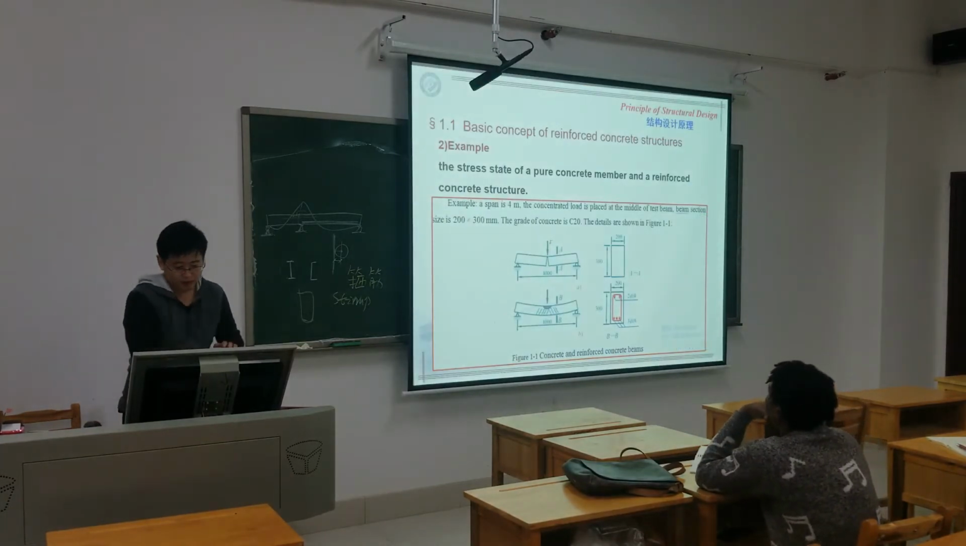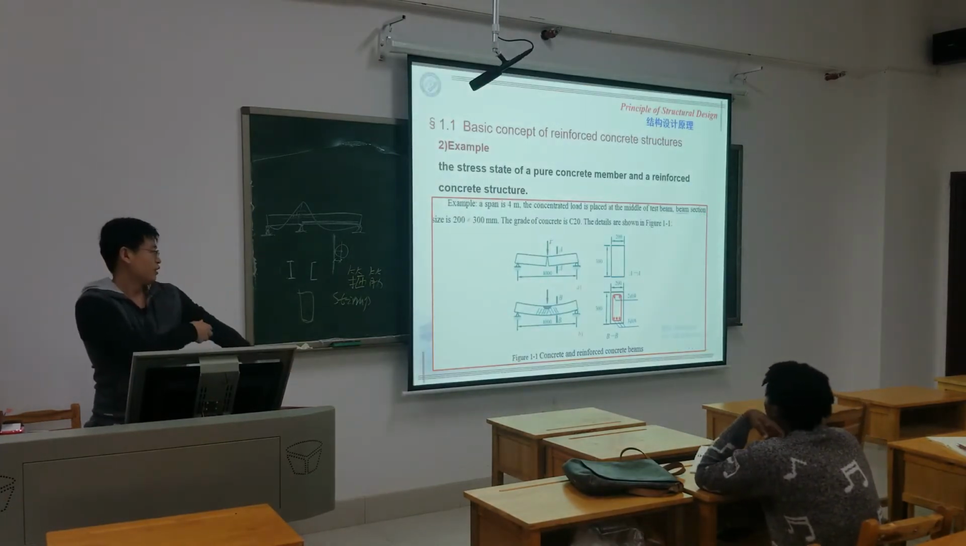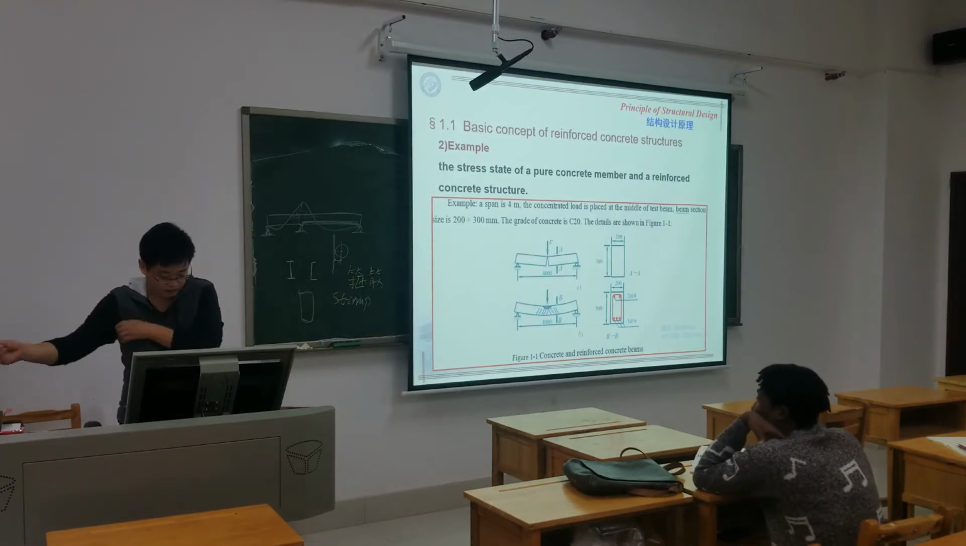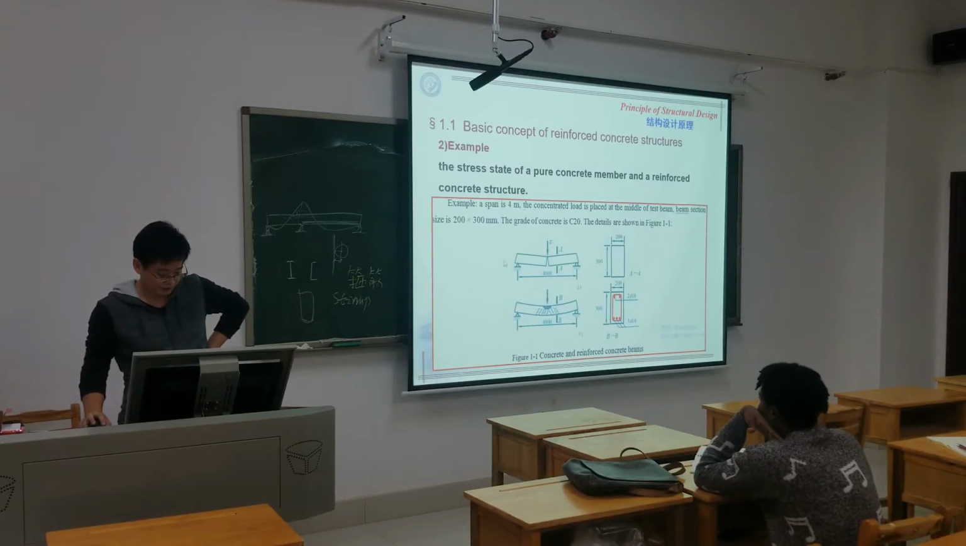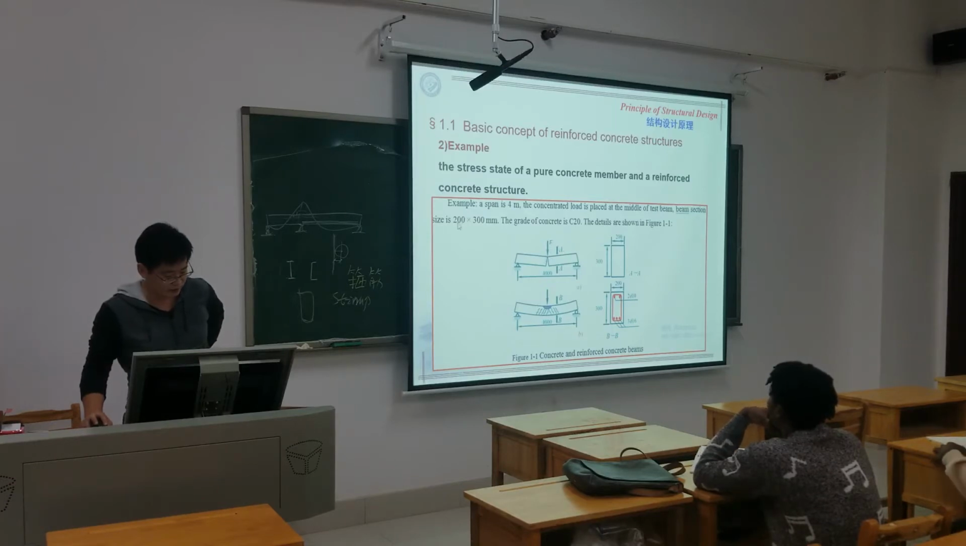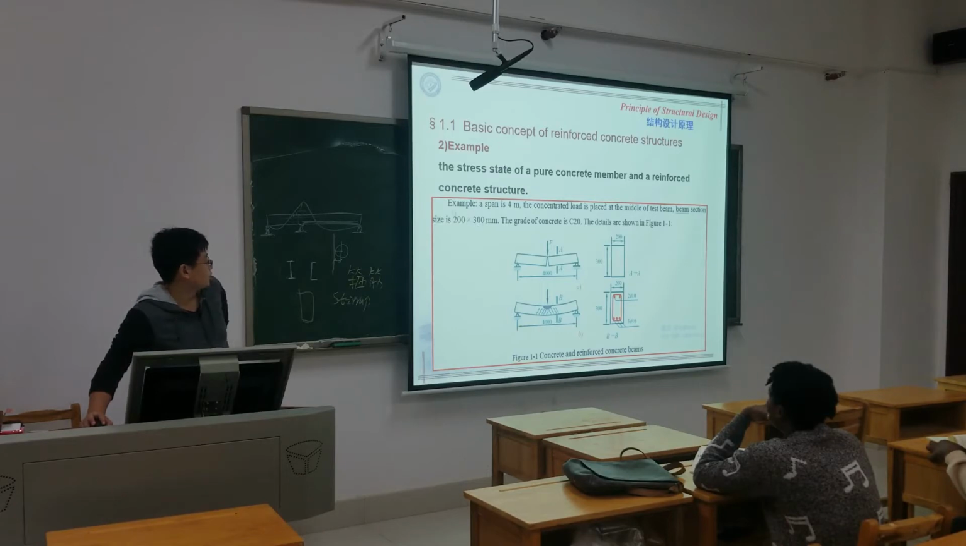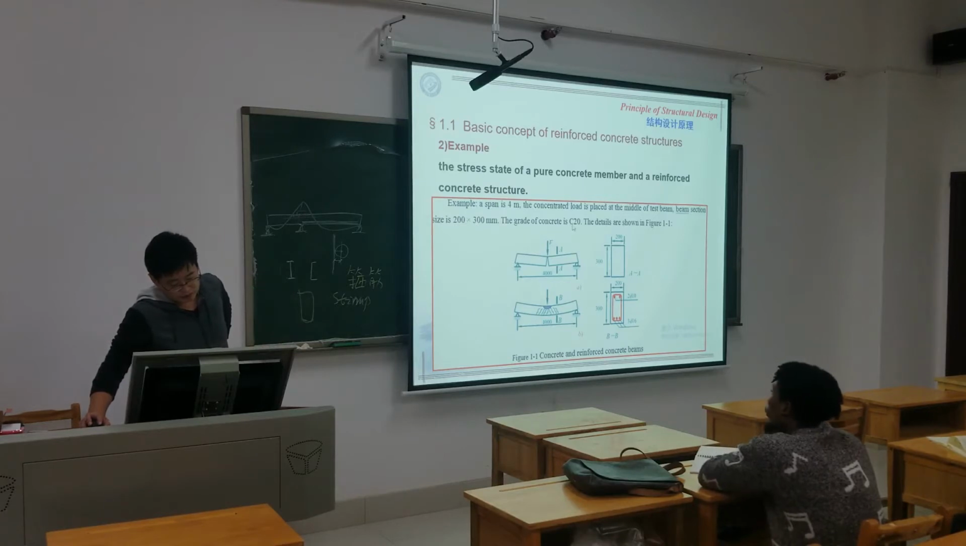So this example shows what the function of this steel in the concrete is. See, the span is 4 meters, and the concentrated load is placed at the middle of the span, and the beam section is 200 by 300 millimeters. This rectangular section is very simple. And the grade of the concrete is C20.